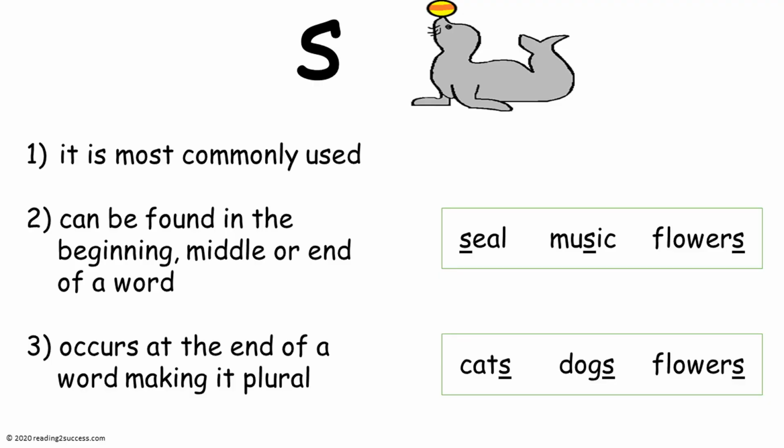We are going to begin with the letter S. It is the most commonly used. It can be found in the beginning, middle, or end of a word, and it occurs at the end of a word when it makes a word plural.